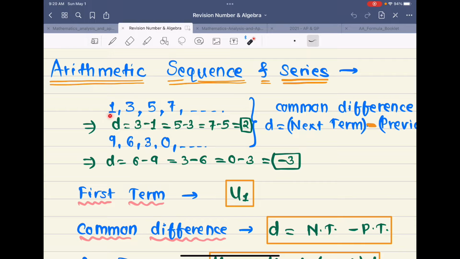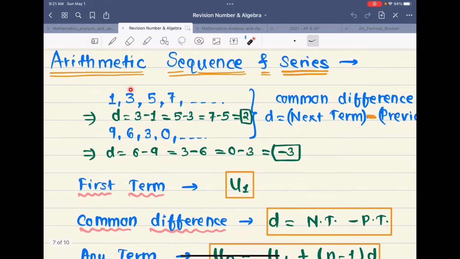First number is say 1, second is 3, third is 5, fourth is 7, and so on. So you can see that every next number is coming with a constant difference of 2. So what is the D? D stands for common difference, which is next term, 3, minus previous term, 1. 5 minus 3, which is 2. 7 minus 5, which is 2. So the difference should be constant, and when you calculate it, it should always be next term minus previous term.